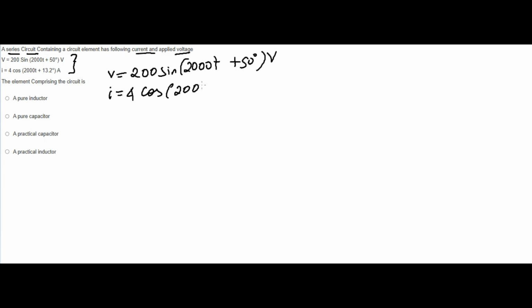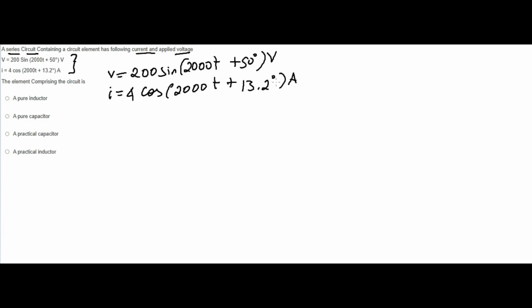This question: a series circuit having the current and applied voltage for the following. They have given V and I. Let me write the V and I. V is equal to 200 sine 2000t plus 50 degrees volts, and they have given I is equal to 4 cos 2000t, where t represents time, plus 13.2 degrees amps.